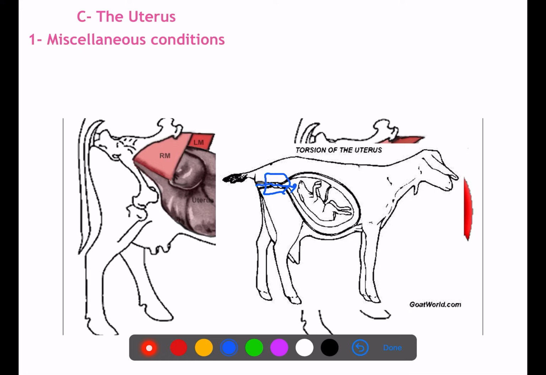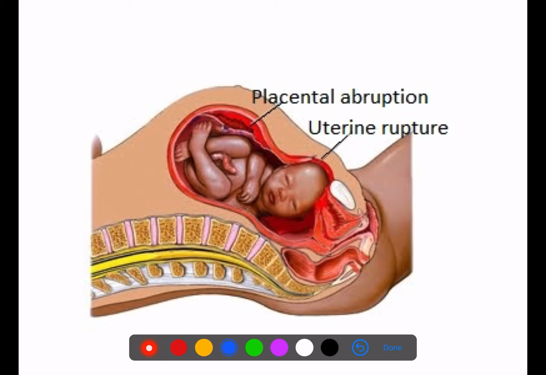Also, the uterus could be ruptured through the wall of the uterus, and this is a serious condition which may lead to death of both. The rupture of the uterus leads to bleeding into the internal abdominal cavity and causes severe inflammation.